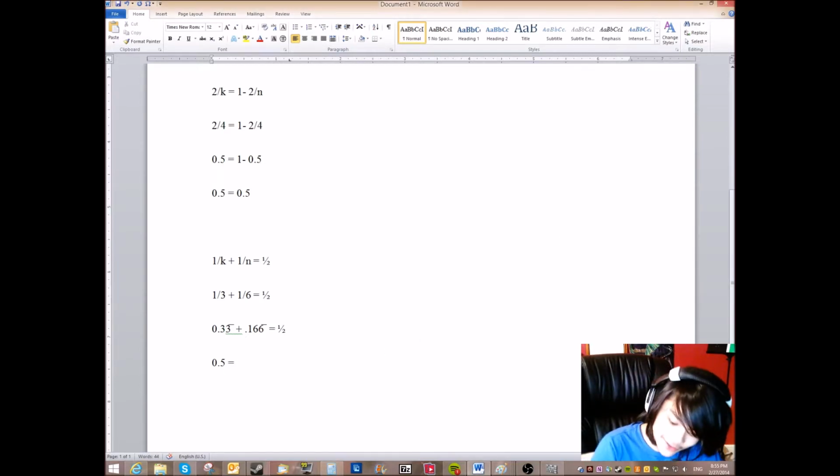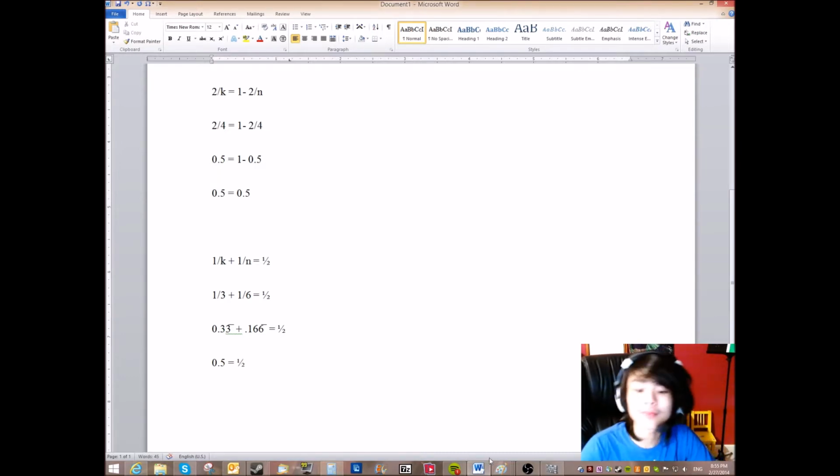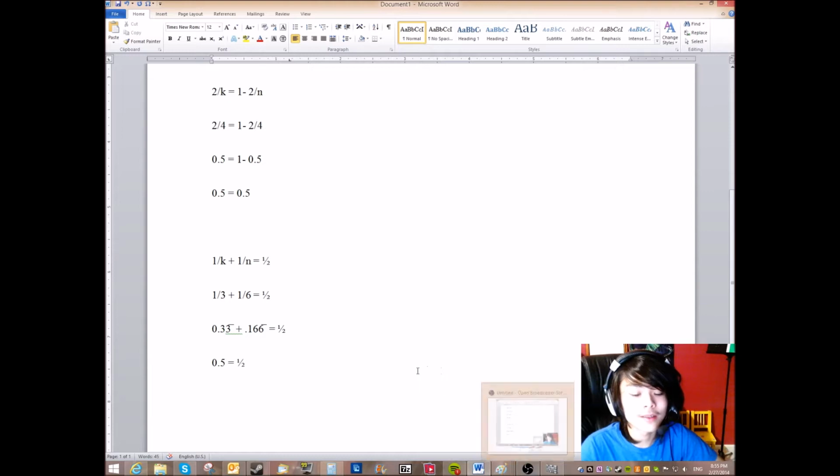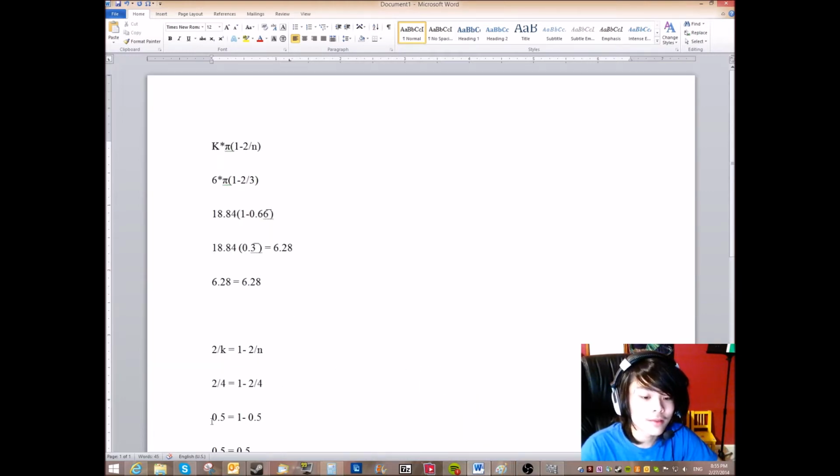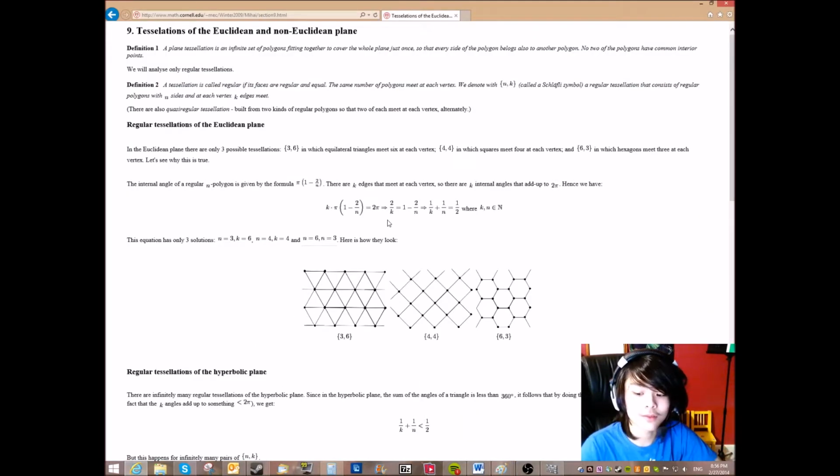Alright, that's cool. So we know that all 3 equations work. And that's how you can prove that a tessellation works in the case of Euclidean geometry. Remember, hyperbolic is quite different from the non-spherical planes in Euclidean. So keep that in mind as we move on.